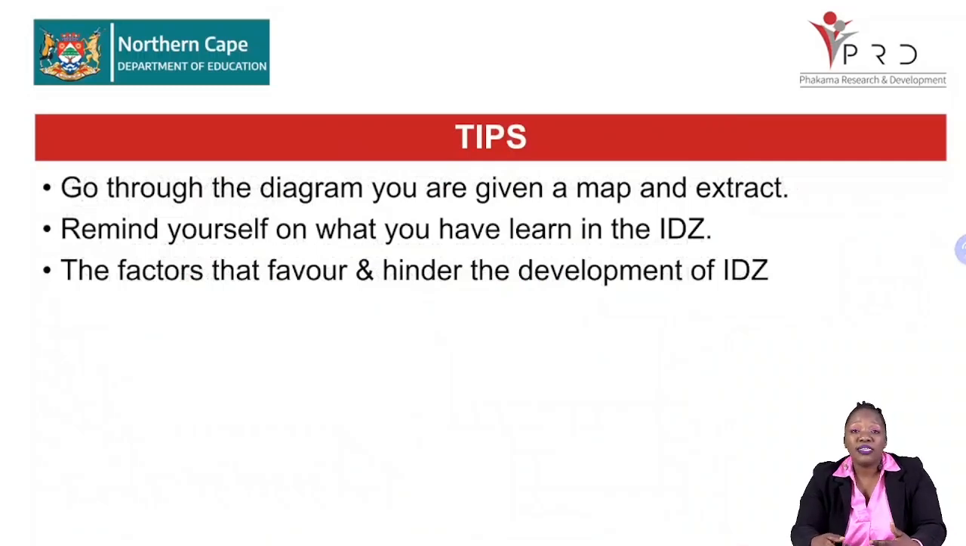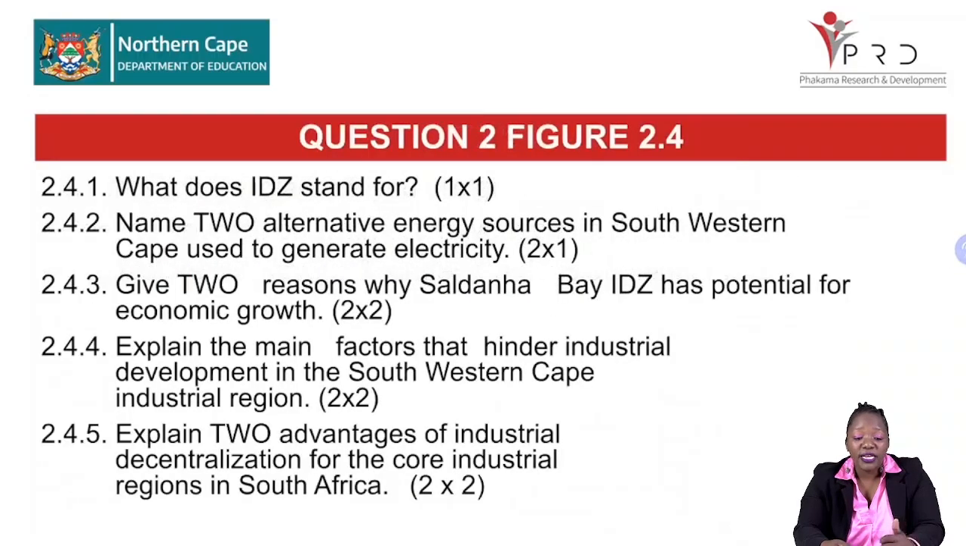And also the factors that favor as well as the factors that hinder the development of the IDZ we are referring to, Saldanha. Then, looking at the questions, you have 5 questions again. The first one, what does IDZ stand for? Just for 1 mark. Then secondly, you name 2 alternative energy sources in Southwestern Cape used to generate electricity. And then number 3, you give 2 reasons why Saldanha Bay IDZ has a potential for economic growth, 2 times 2.